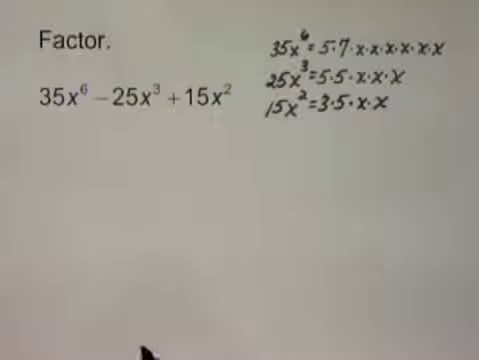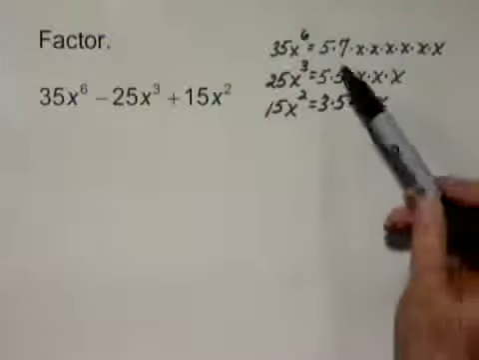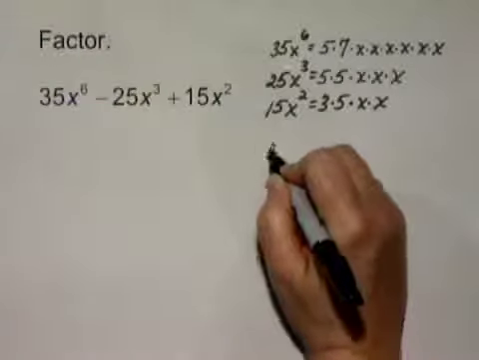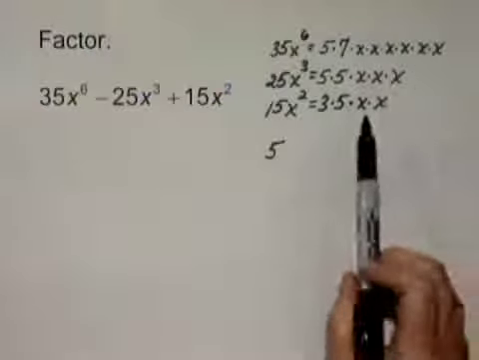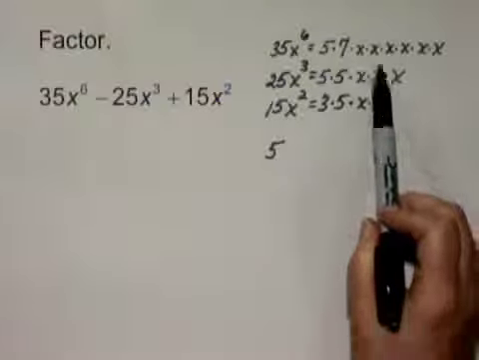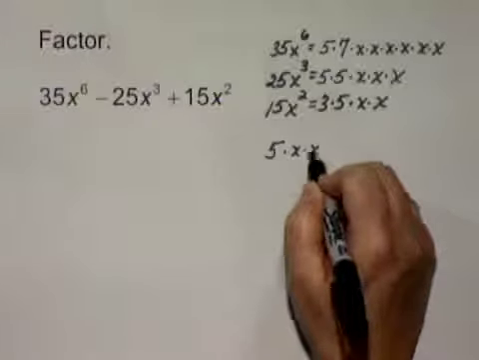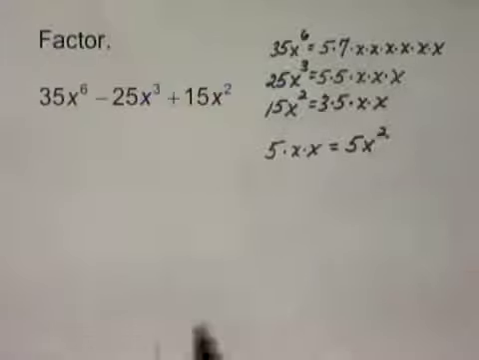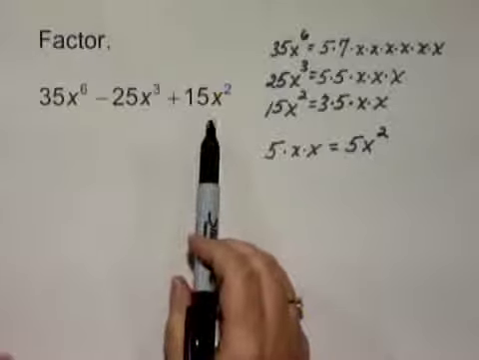Now I'm looking for the largest common factor, so first I'll look at the numbers here, and the only thing common to all 3 is 5. So 5 will be part of my largest common factor. Then I'll look at the variables, and there are 2 factors of x that is common to all 3 of these terms. So I will have 2 factors of x, or 5x squared. This is the largest common factor that I will factor out of this polynomial.